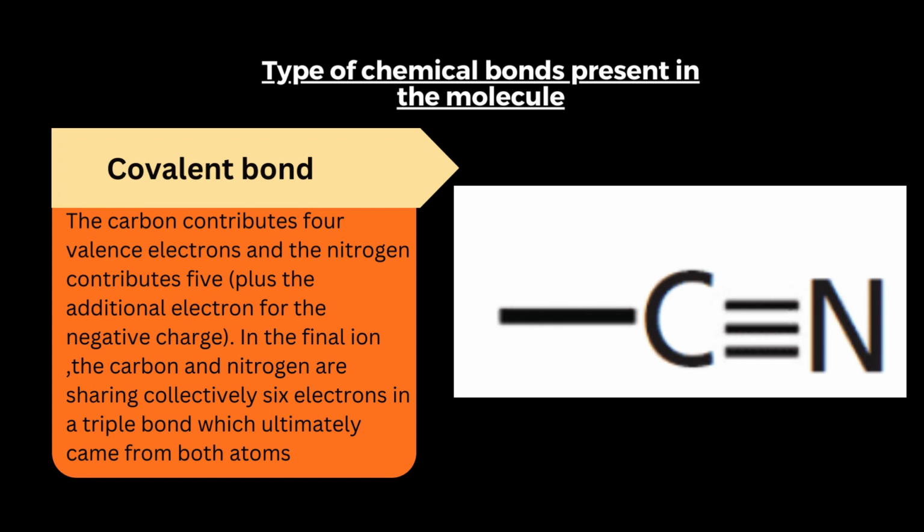The first chemical bond that can be found in this molecule is the covalent bond. The carbon contributes 4 valence electrons and the nitrogen contributes 5, plus the additional electron for the negative charge. In the final ion, the carbon and nitrogen are collectively sharing 6 electrons in a triple bond, which ultimately came from both atoms.